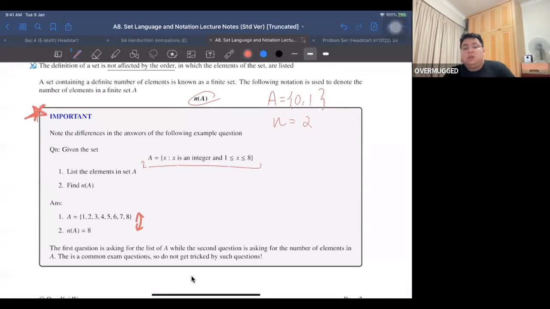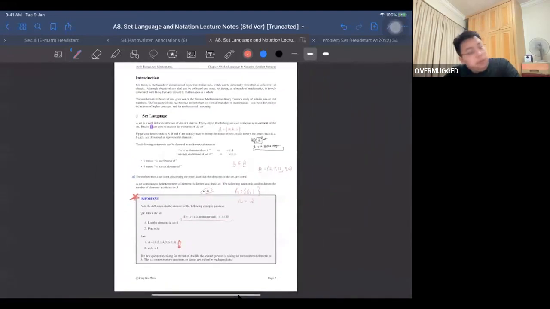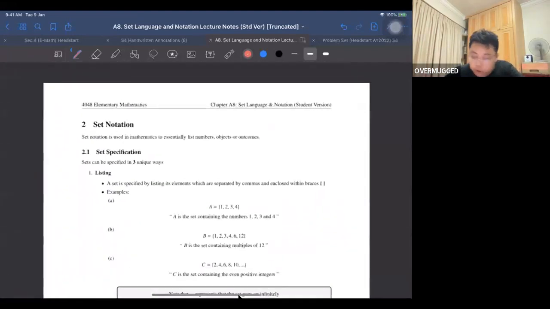This is one of the examples of common mistakes that a lot of people will make. So please be really careful. Okay, let me move on. Now we go on to the notation.